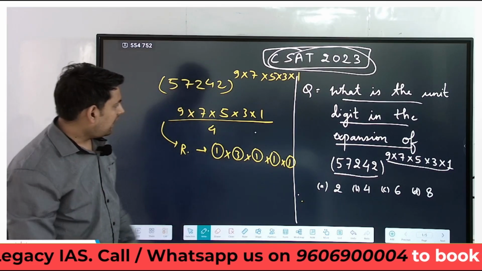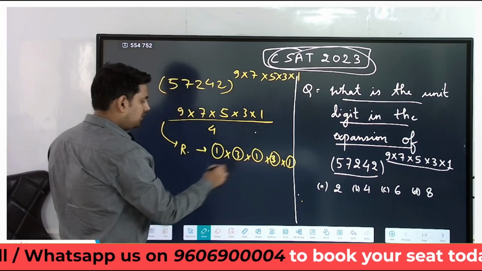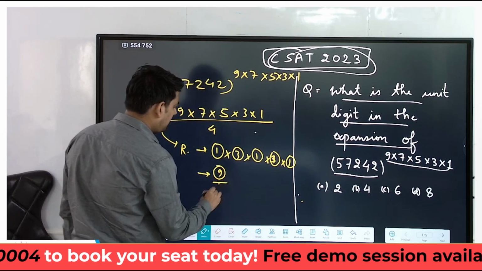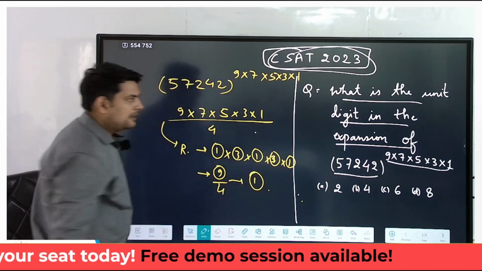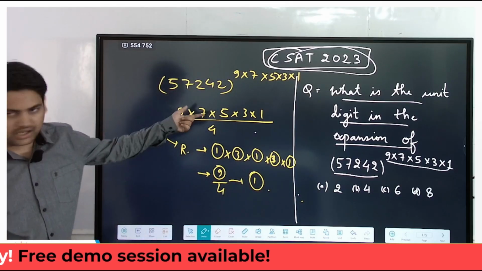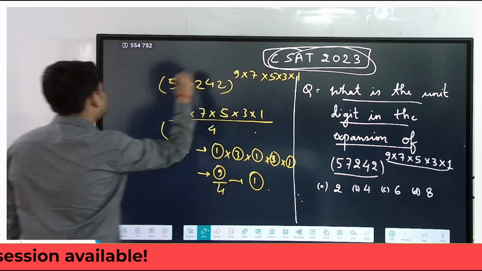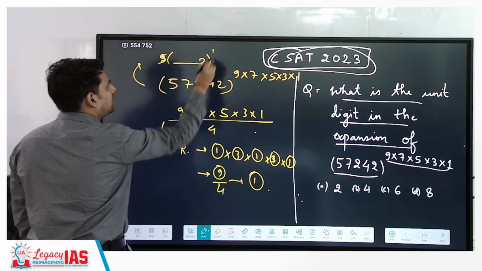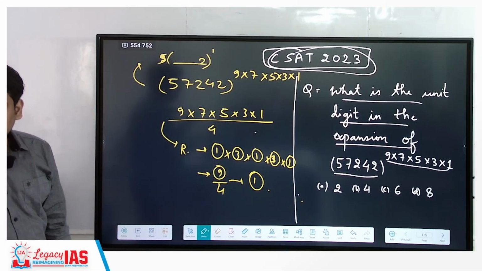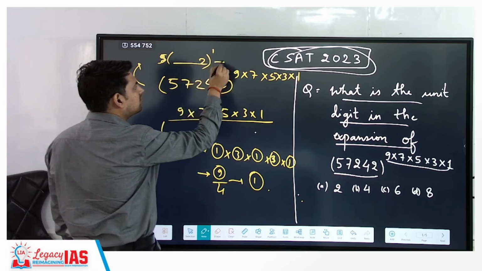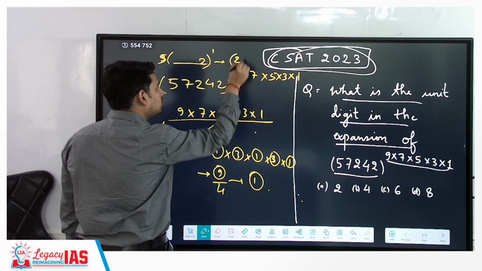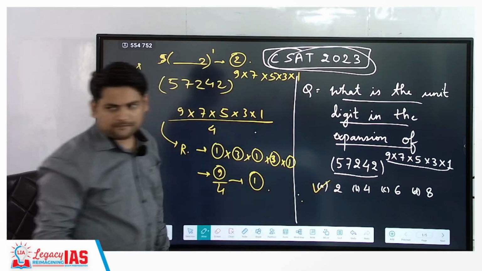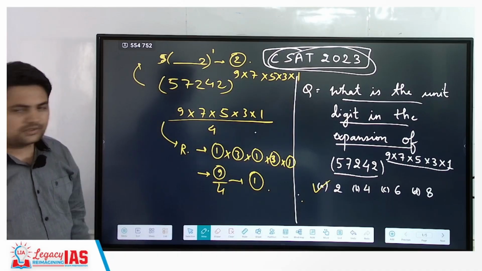So 3 and here 3. 3 into 3 is 9. Now 9 is again greater than 4, so I will divide it by 4 again. What I get is 1. Eventually this is the remainder I get. Now simply what I need to do is make this whole number's power as 1. That would be my unit digit. So 2 power 1, what is the unit digit? 2. And that is why our answer would be 2. That's it. That is how you have to do it.